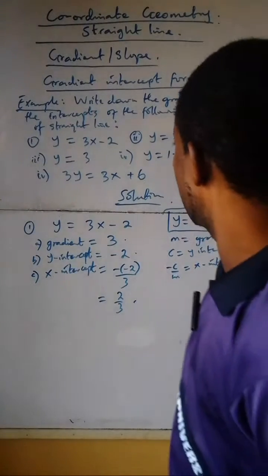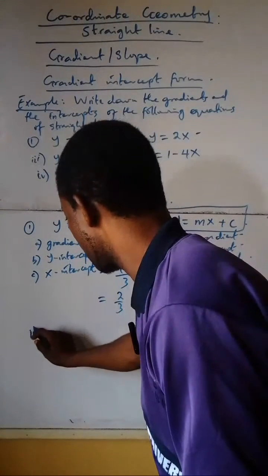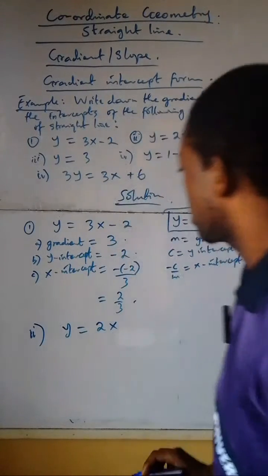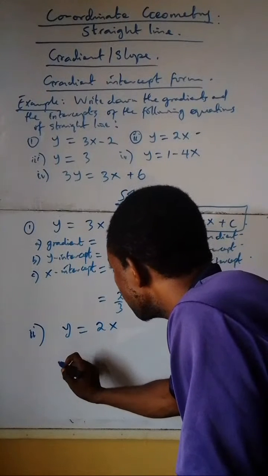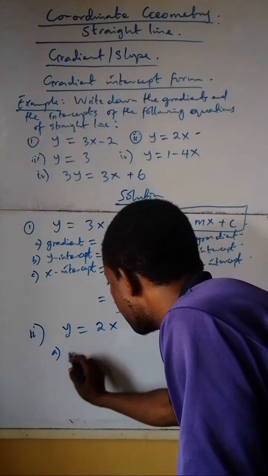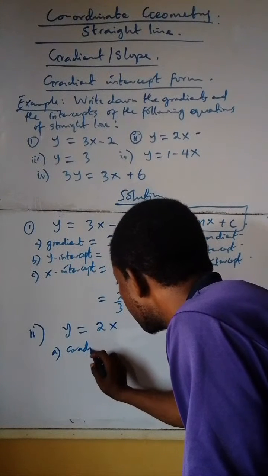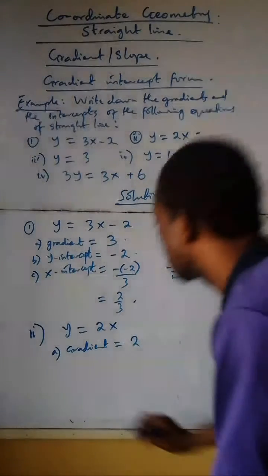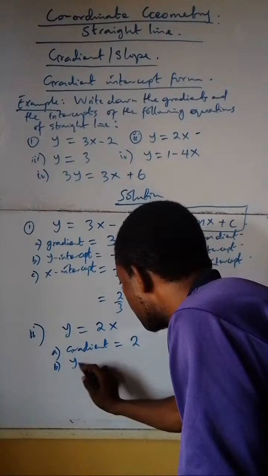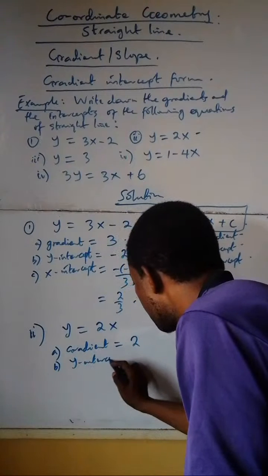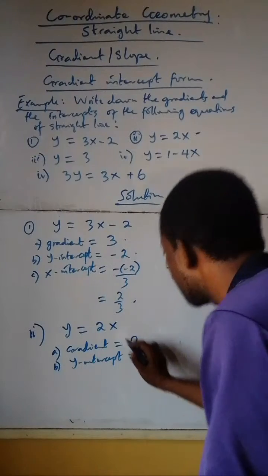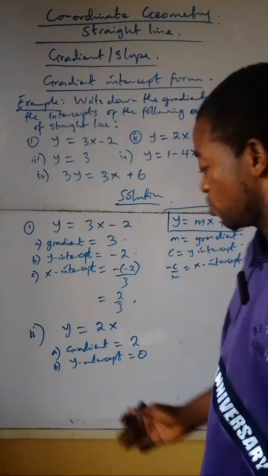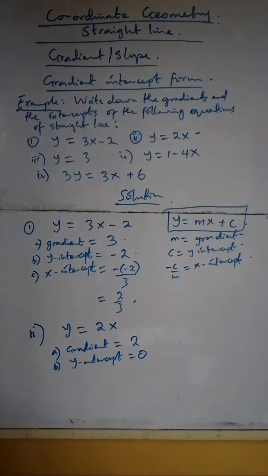Now also, looking at the second question here, we have y equals 2x. Now, the gradient from here, comparing this, is 2, and y-intercept is 0 here. Because there is no constant added here, x-intercept also will be 0. So that is that.